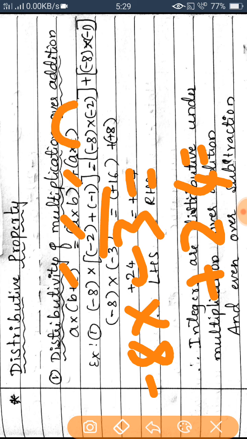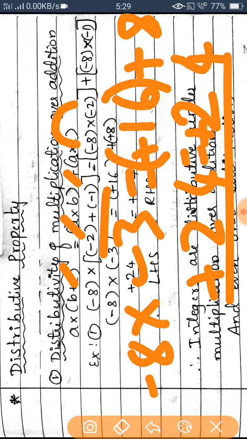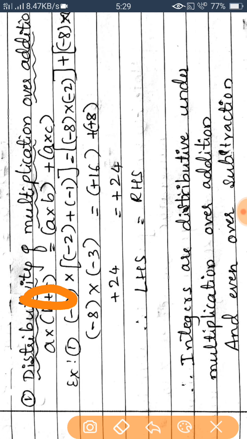A into B means minus 8 into minus 2. 8 2s are 16, positive. Both are having negative sign, positive only. Minus 8 into minus 1 means 8 ones are 8, positive itself. 16 plus 8 is 24. Is it not? The same answer came, no? Then, so integers are distributive under multiplication over addition.